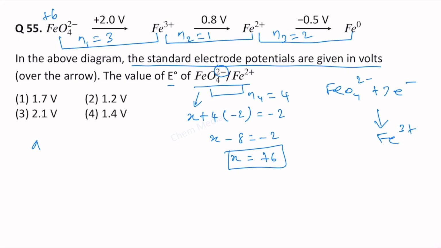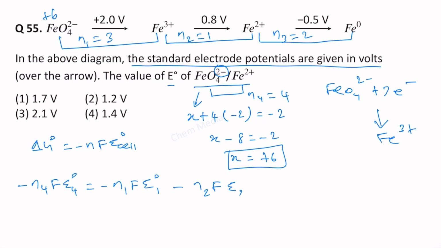We can calculate that. We know that delta G standard is equal to minus nFE cell standard, where n is the number of moles of electrons, F is the Faraday constant, and E cell standard is the reduction potential. So therefore we can write it this way: minus n4 F E4 cell that we need to calculate is equal to minus n1 F E1 cell minus n2 F E2 cell.